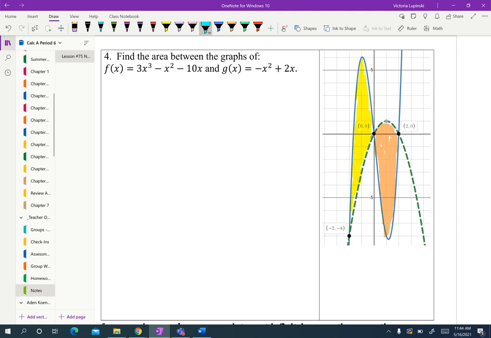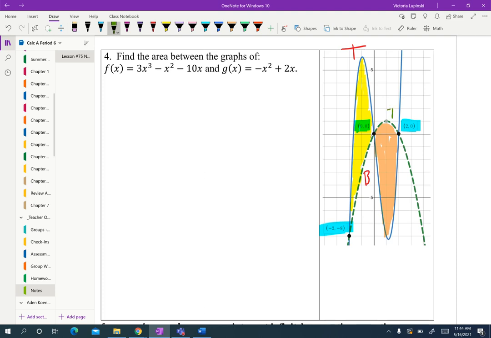So let's pay extra attention to these points of intersection because wherever those x values are, that's going to be important as I go to set up my integration. Looking at the yellow shading, the top graph is the blue, and then the bottom graph is the green. Once I actually hit 0, 0, it switches.